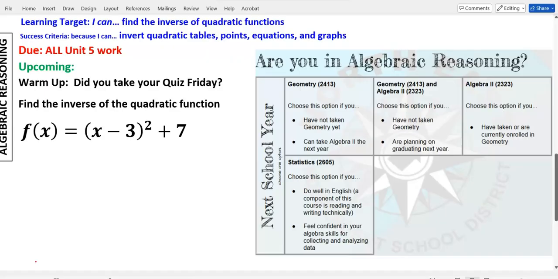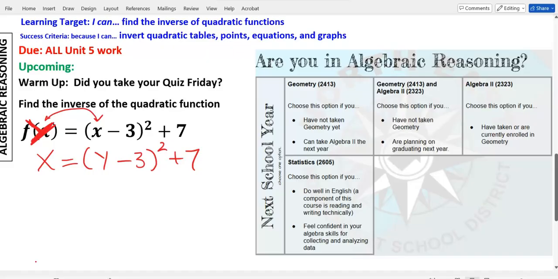So find the inverse. Step 1, f of x turns into the letter y. So go ahead and put a big y over this f of x. And then step 2, switch x and y. So this y becomes an x, parentheses, this x becomes a y. So step 1 and 2 are pretty easy. F of x becomes y, switch x and y. And then step 3, solve it.